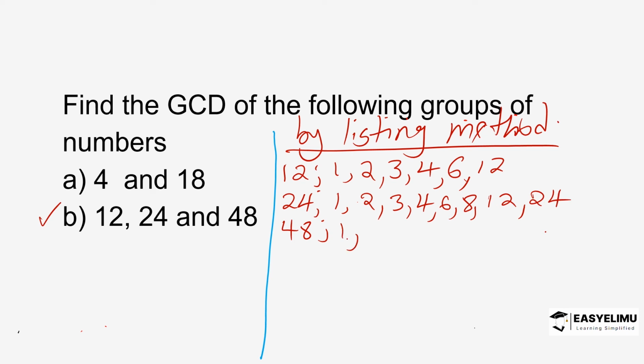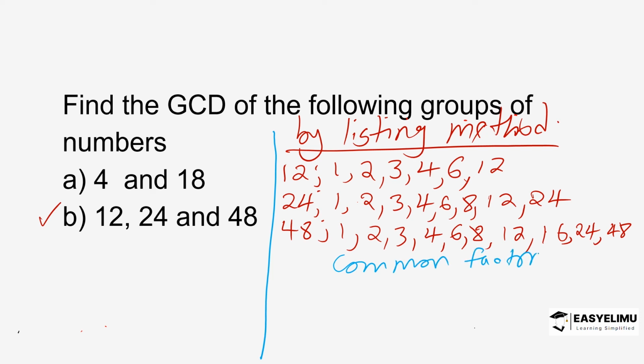We also have 48, 1, 2, 3, 4, 6, 8. We have 12. And then we have 16. And then we have 24. And of course, 24 is half of 48, so the next one will be 48. So those are the factors. So you proceed, and those are the factors, and then now you're supposed to find the common factors. So common factors, and then we look at the greatest of all to be the greatest common factor.